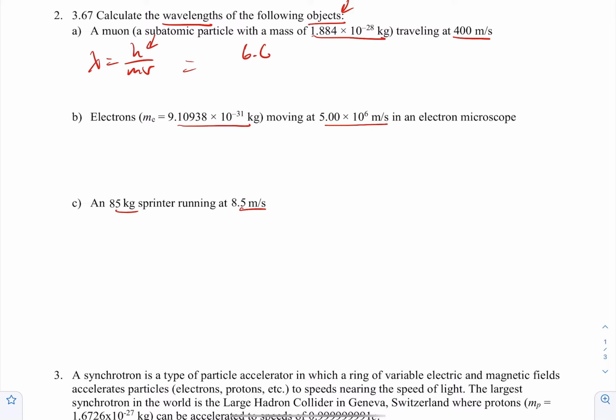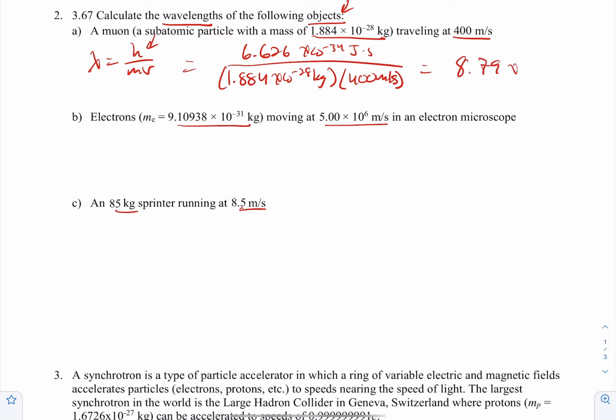So here I get 6.626 times 10 to the negative 34 joule seconds over 1.884 times 10 to the negative 28 kilograms times 400 meters per second, excuse me, okay? If you plug that into your calculator correctly, you should get 8.79 times 10 to the negative 9th meters.